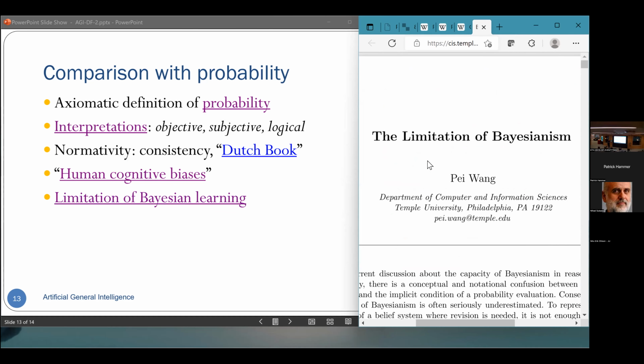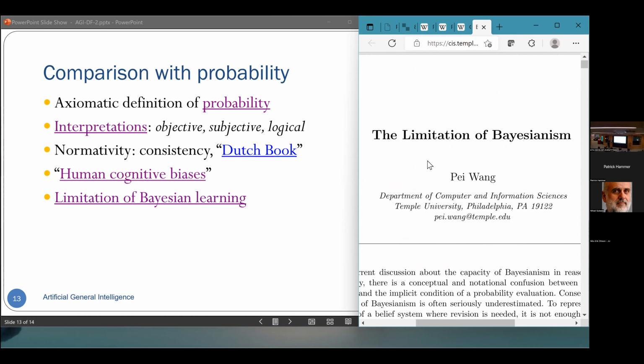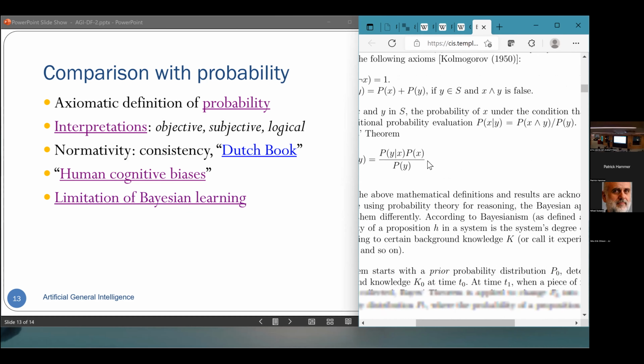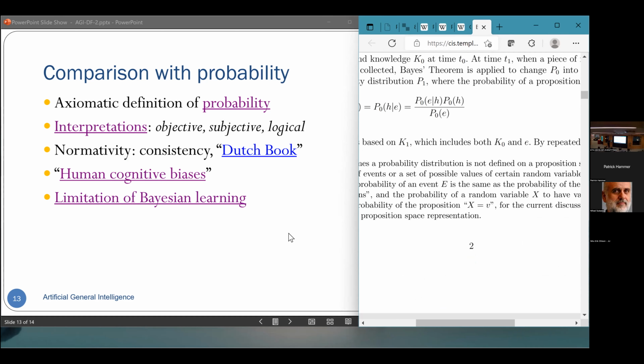I'm not saying that the Bayesian learning approach is wrong. What I'm saying is it is limited. Okay, there's something that it cannot handle. So we need a new model to handle those situations. And that's what I'm trying.